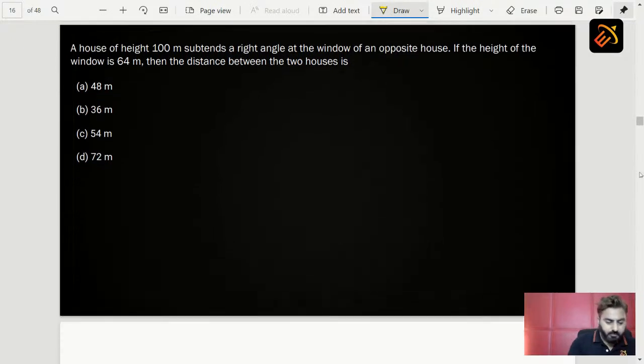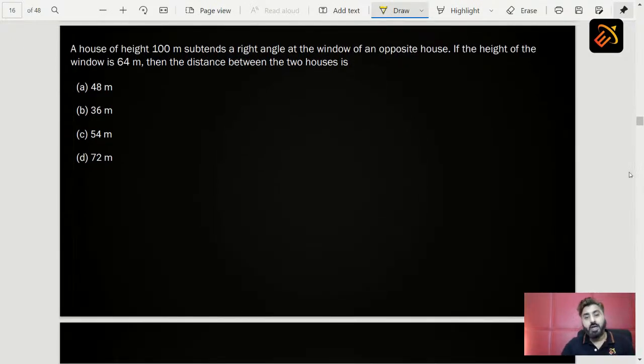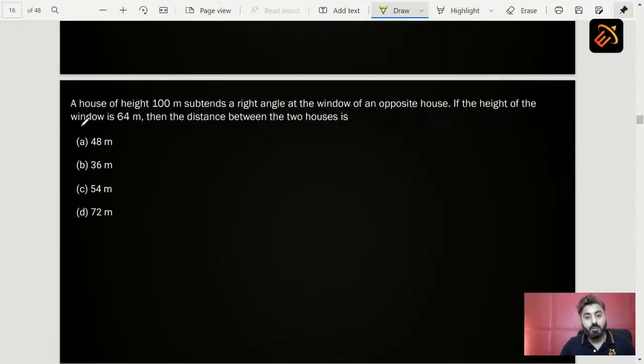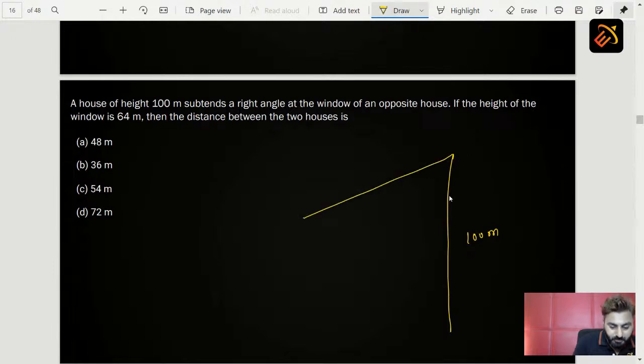Now students, according to the given question, what is the diagram? For this, we have to draw a house of height 100 meter. So let's say this is a house of height 100 meter. Subtends a right angle at a window of an opposite house. So let's say this subtends a 90-degree value.